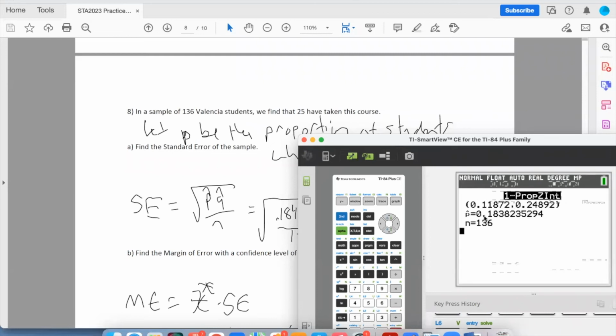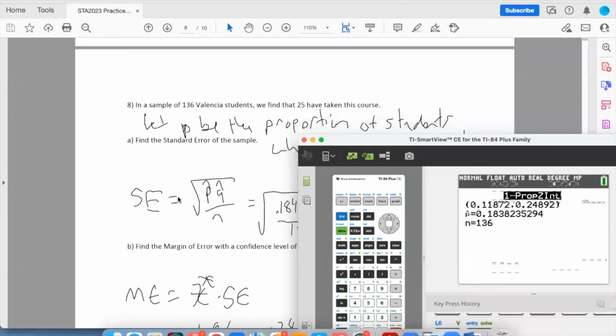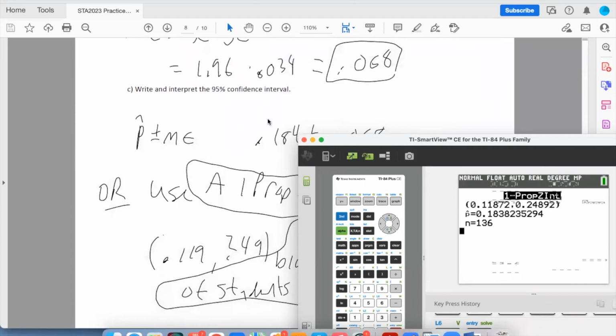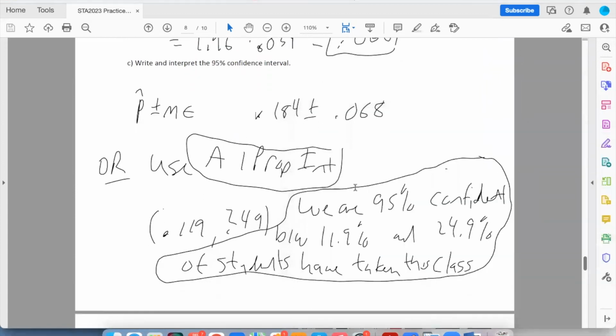So that's all you'll be required to do. You don't have to go through all this work here. You could if you wanted. So we get our interval. Notice I rounded right there, no big deal. So we're 95% confident between 11.9 and 24.9% of students have taken the class.